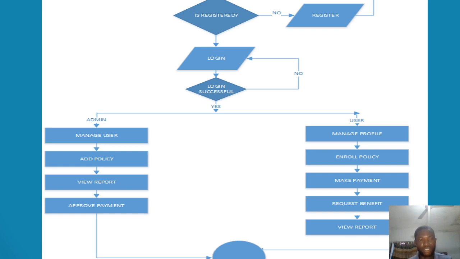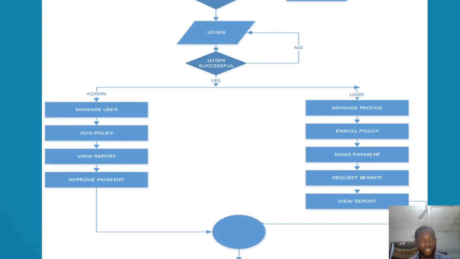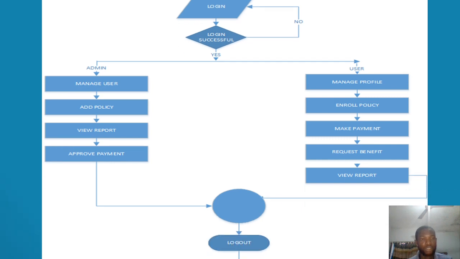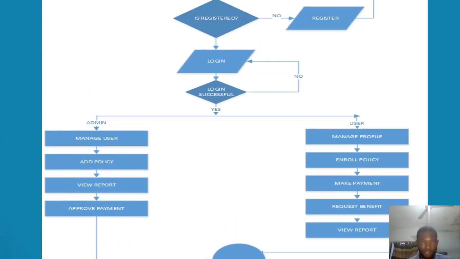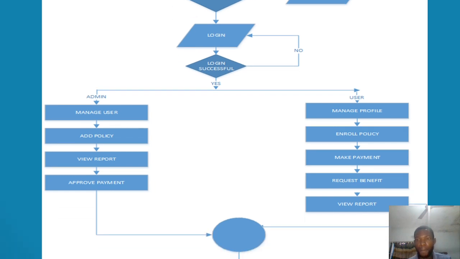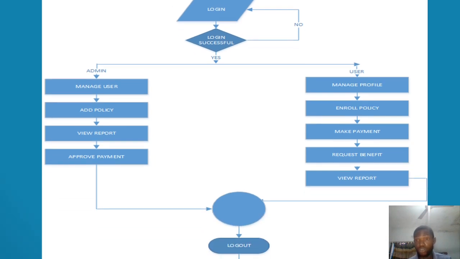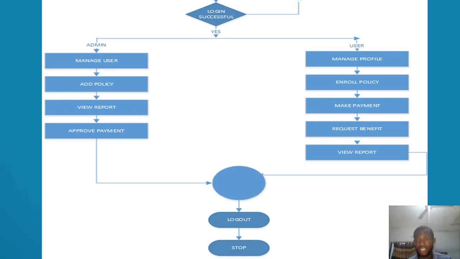If the user logs in as an admin, they can manage users or employees, and then they can add policy, view reports, approve a payment, and then log out of the system, and then the system stops. But if they log in as a user or an employee, then they will manage their profile, enroll into social security policies, make payments, request benefits, and then view reports. Then they log out of the system, and the system stops.